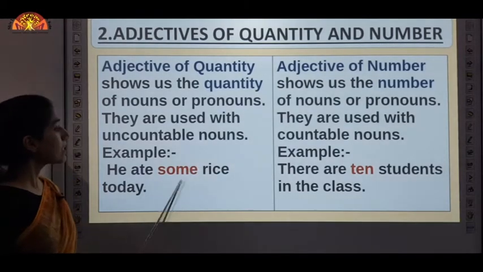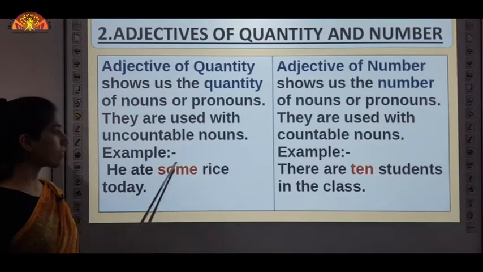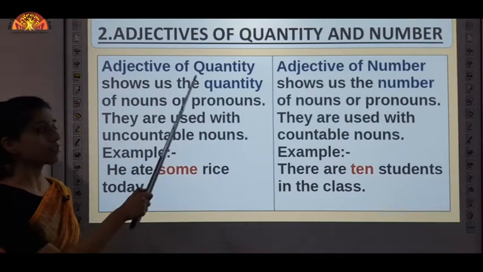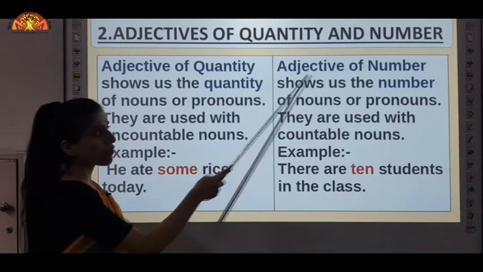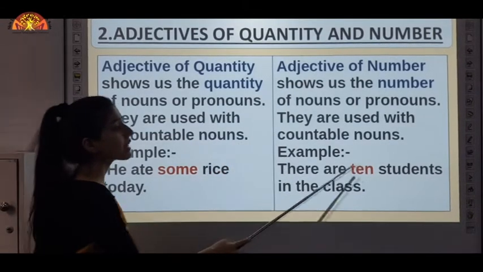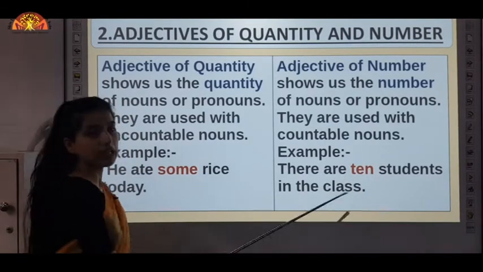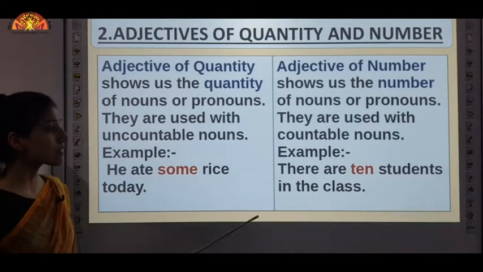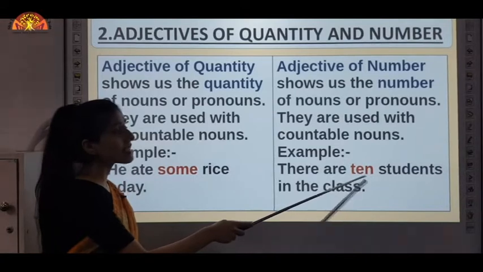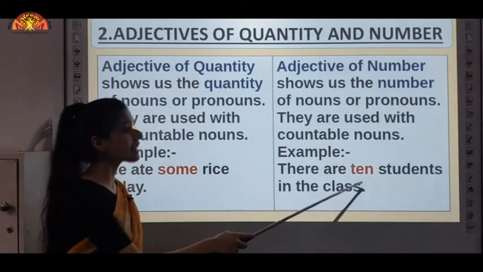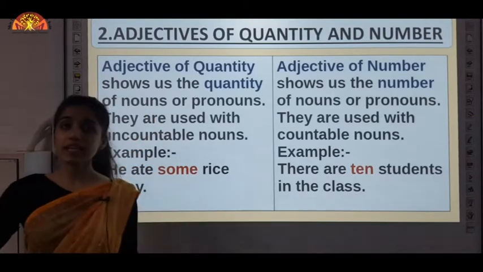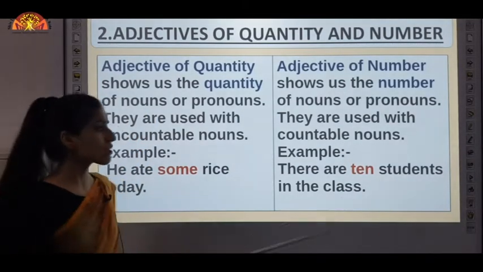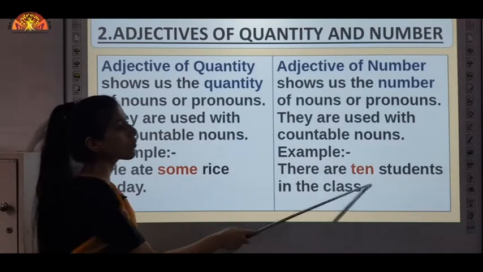So some is coming with the uncountable noun, and that is why some is what? Adjective of quantity. Now seeing the example of adjective of number, there are 10 students in the class. As you can see, here we are getting the exact number, that is 10, and it is coming with the noun, that is students, and we can count students, right? So 10 students, the word 10 is what?